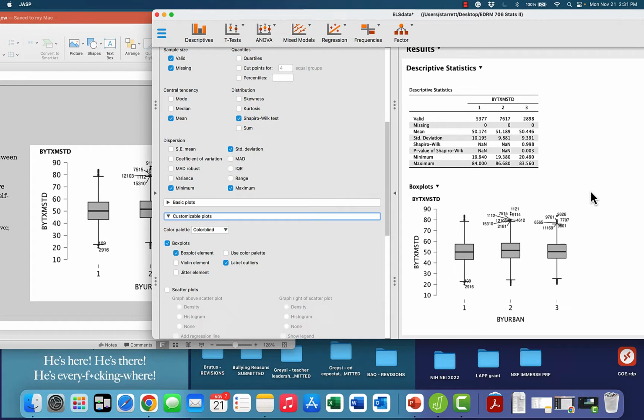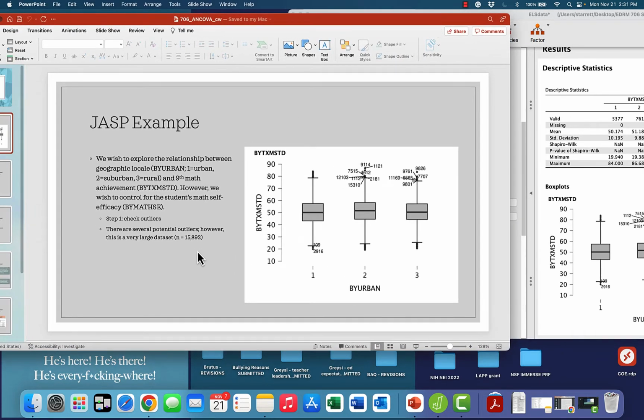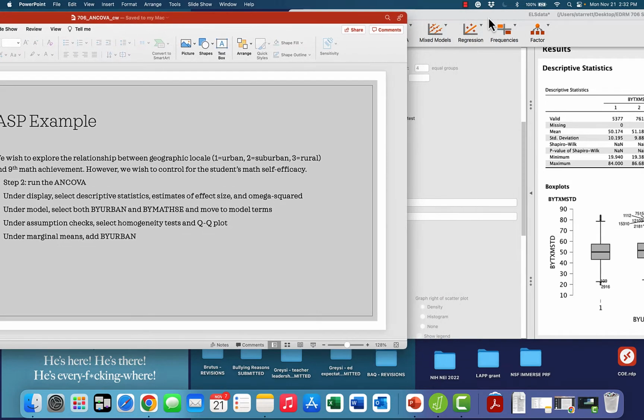Okay, so looking at our box plots, we see that for urban locales, we have a few outliers here towards the bottom and a few unlabeled towards the top. And then same with suburban and rural, we do have several outliers. But again, let's keep in mind that this data set is extremely large. We've got 15,892 students, so we're really not overly concerned about these outliers. All right, let's run our ANCOVA.